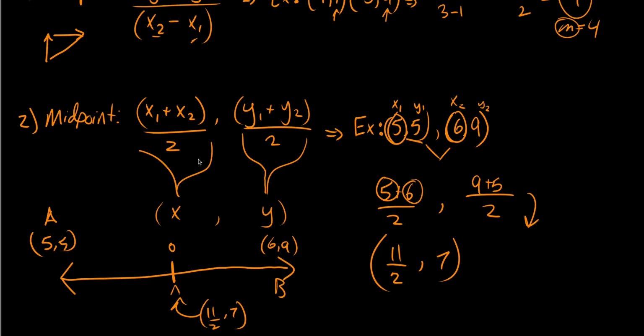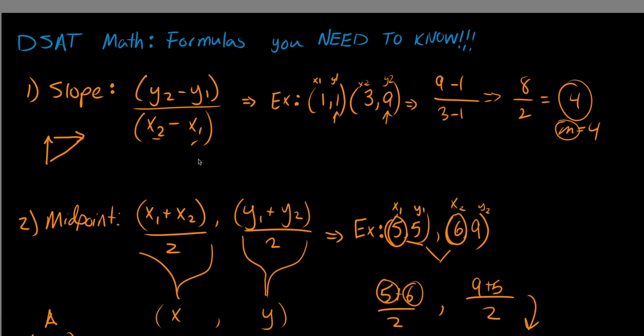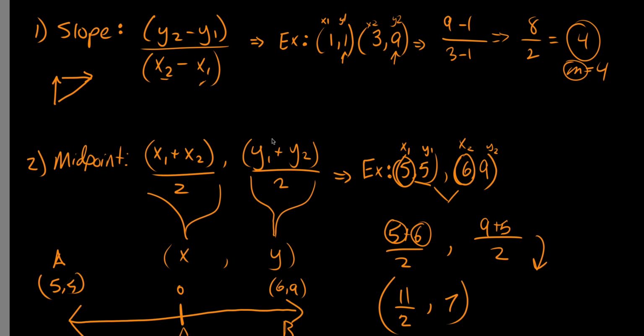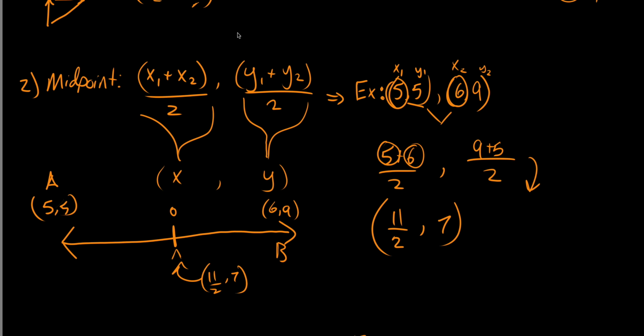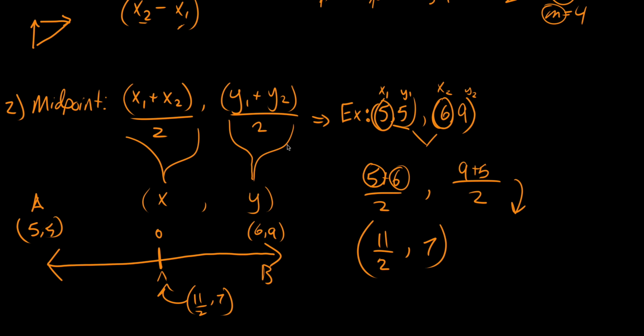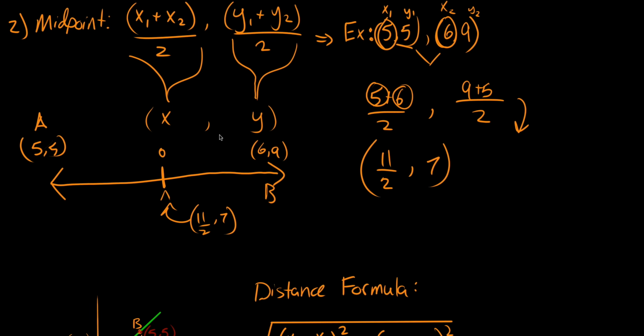Just a quick recap. We did the slope formula, y2 minus y1 over x2 minus x1. We did the midpoint formula. Make sure you know this. It's really important, especially when you're trying to find the center of a circle given two endpoints, or given the diameter and there's endpoints. You really want to know the midpoint formula in order to find out what the center is, right?